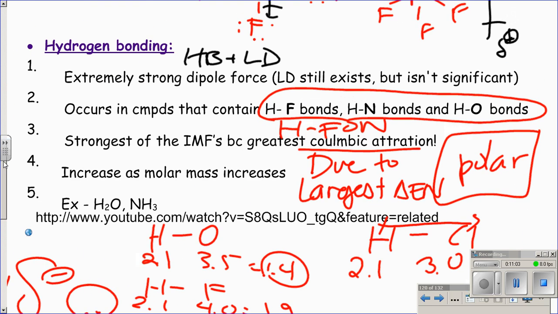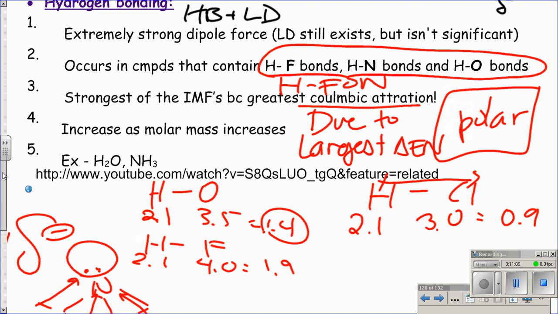Okay, so it also increases with molar mass, just due to more electrons, and a lot of times it's the density of it, the electron density.